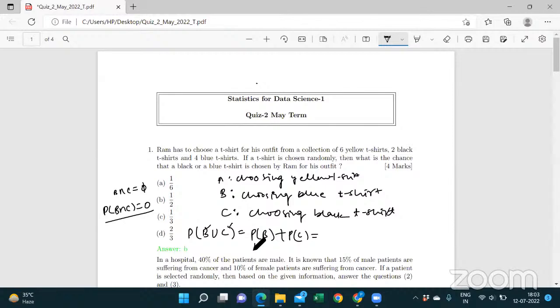What is the probability of B, choosing a blue t-shirt? It is 4/12. And for black, 2/12. Because in total we have 12 t-shirts: 6 yellow, 2 black, and 4 blue. So it will be 6/12, that is nothing but 1/2, which is the correct answer. Is that clear for everyone?